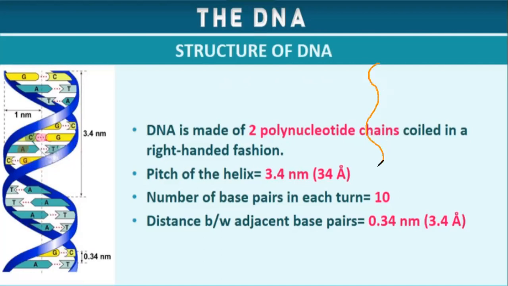If these are the turns, we have 1, 2, 3, 4, 5, 6, 7, 8, 9, 10 base pairs in each turn of a DNA. And the distance between adjacent base pairs is 0.34 nanometer, or 3.4 angstrom. This is the distance between two base pairs.